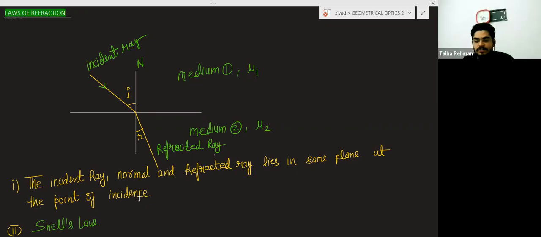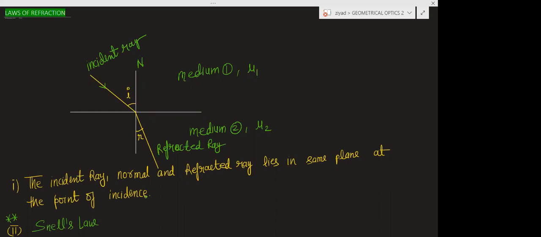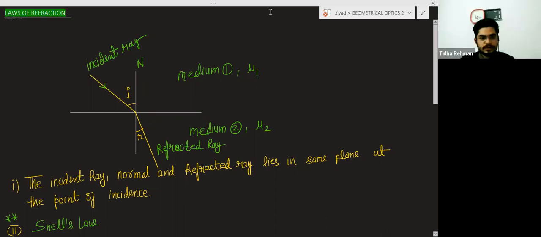This is known as Snell's law. The second law is known as Snell's law. So the second law is a little bit special. The second law tells that there is a relation between the angle of incidence and the angle of refraction.